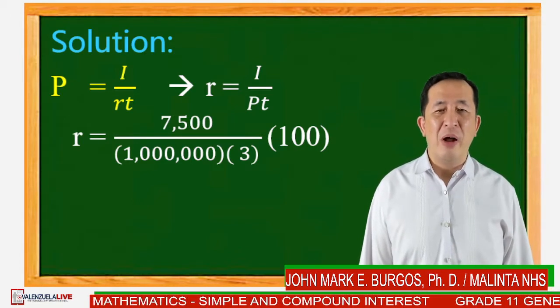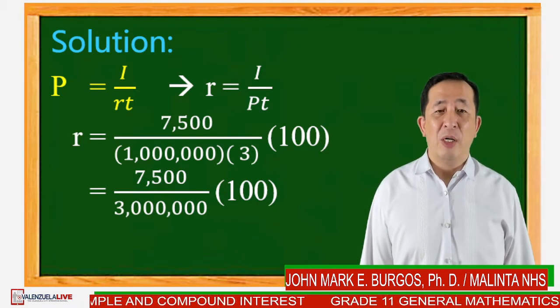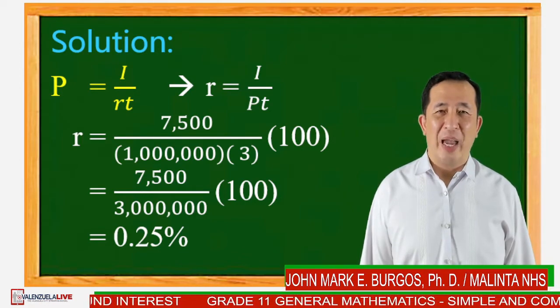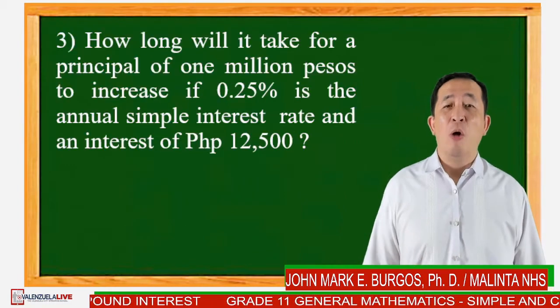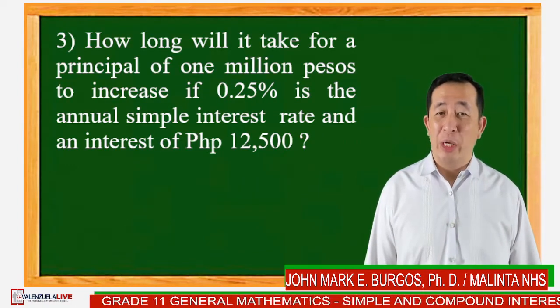So 7,500 divided by 3 million times 100, the answer is 0.25%.